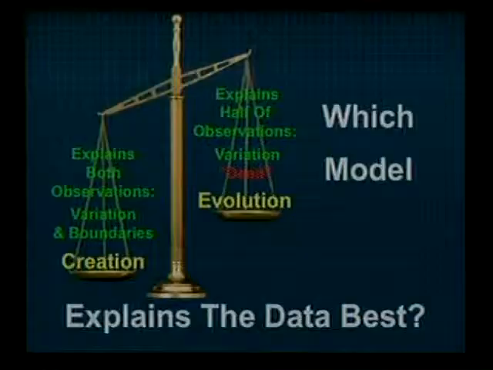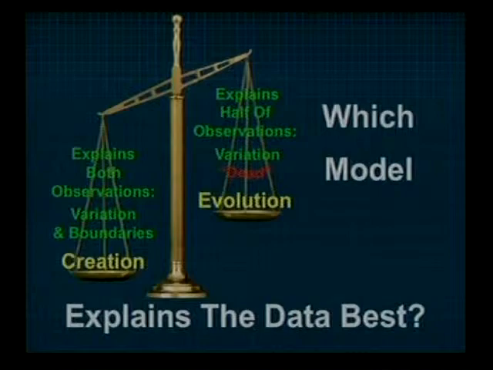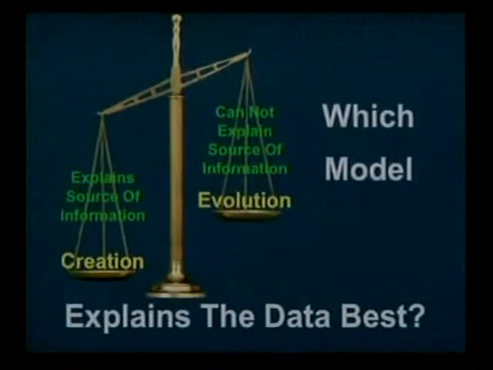When we evaluate it, we see one model explains both variation and boundaries. The other explains only variation, not very well. And then the explanation of the origin of life is just dead. Which one's the better model, scientifically? Is that a hard question? I don't think it is at all.